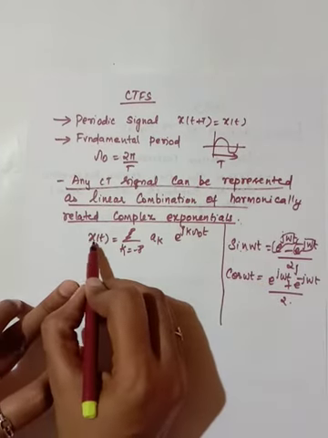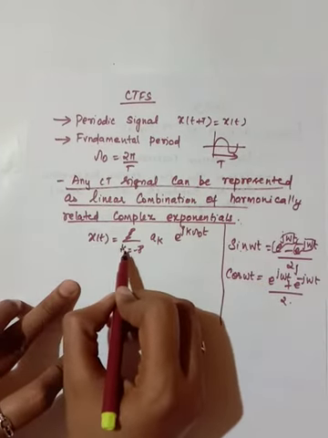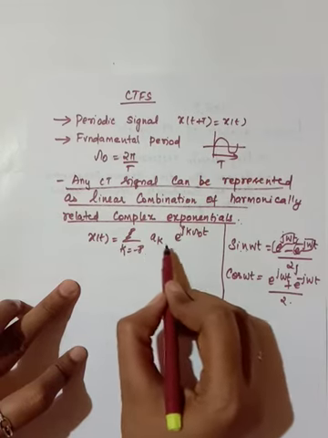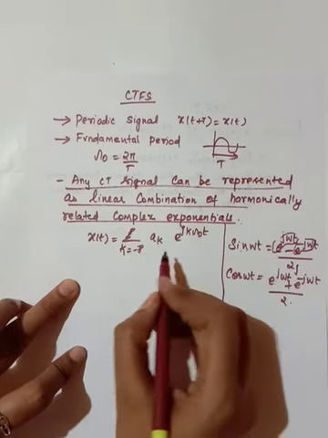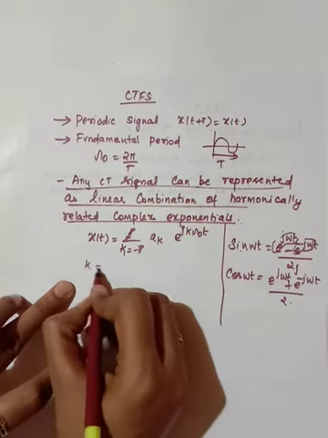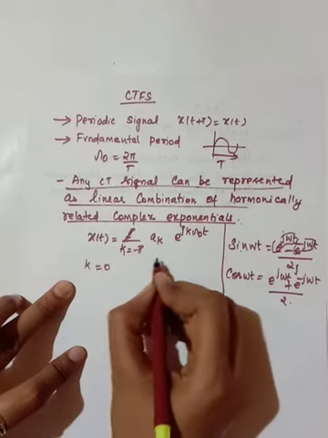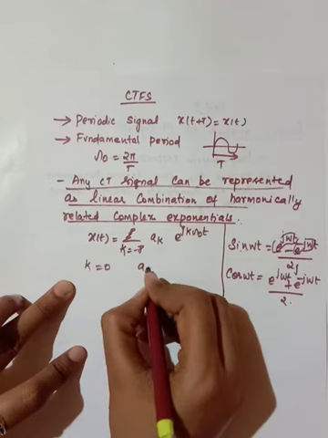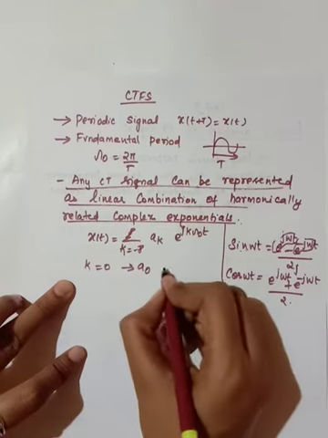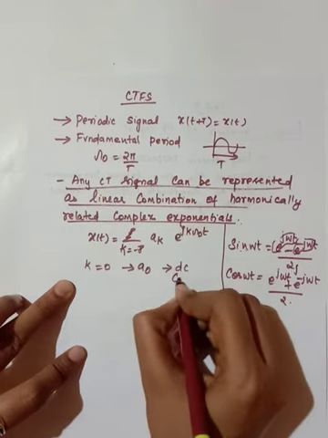Now here x of t is equal to summation k equal to minus infinity to infinity a k e power j k omega naught t. Here when k equal to 0, you will get e power 0, so you will get a constant a naught alone. This is called the DC component of the signal.